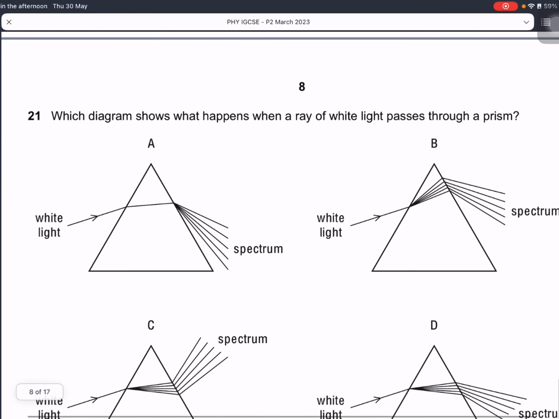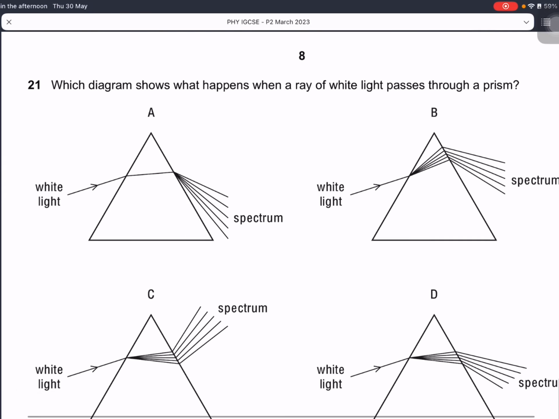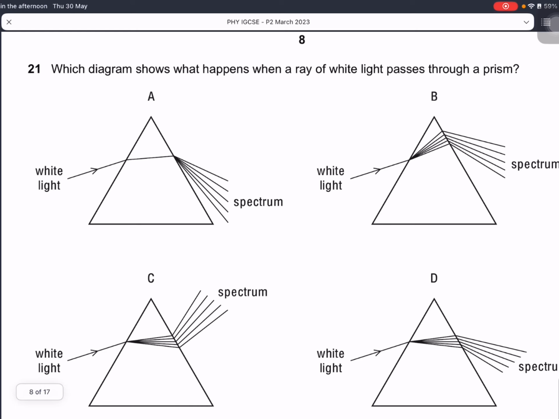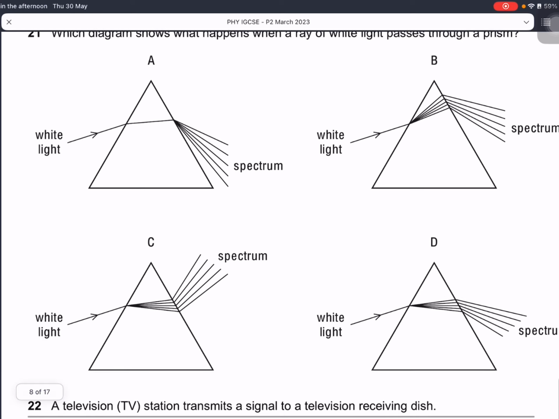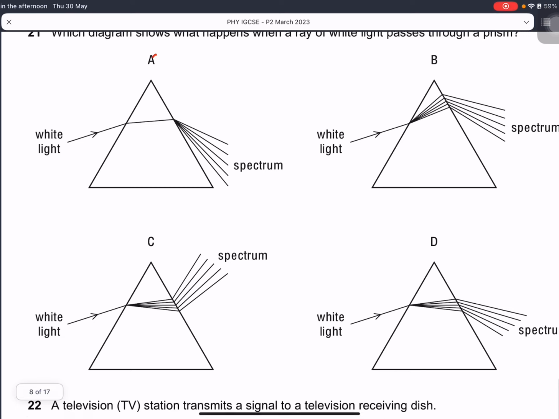All right. Question 21. Which diagram shows what happens when a ray of light passes through a prism? Now, A is definitely wrong, guys. This is white light, yes, they are all combined, but once it passes from air to glass, simply prism, it starts dispersing basically. So we have B, C, and D. We have eliminated A here. Now, which one is correct?